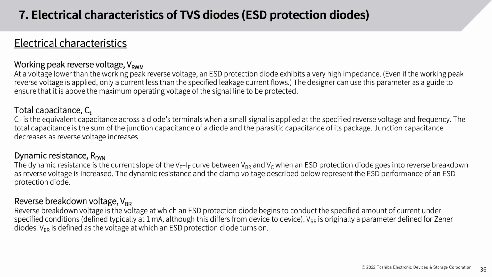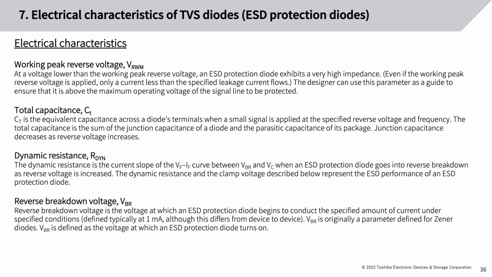Total capacitance, Ct. Ct is the equivalent capacitance across a diode's terminals when a small signal is applied at the specified reverse voltage and frequency. The total capacitance is the sum of the junction capacitance of a diode and the parasitic capacitance of its package. Junction capacitance decreases as reverse voltage increases.